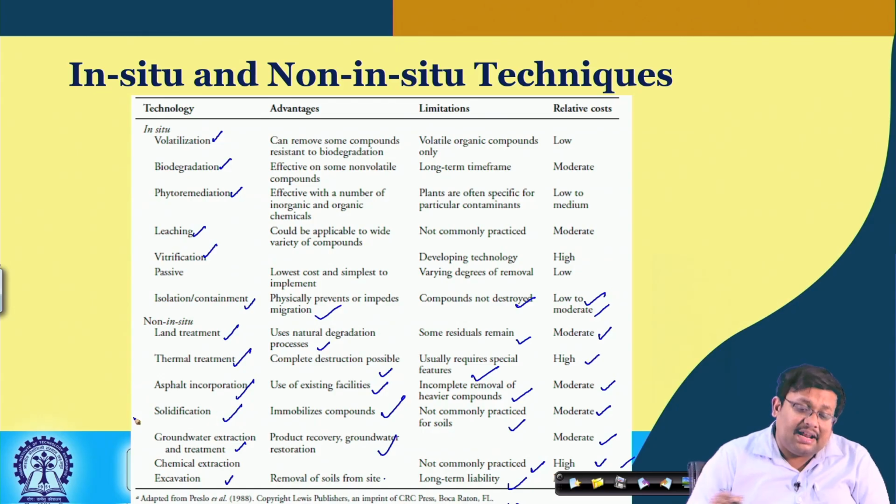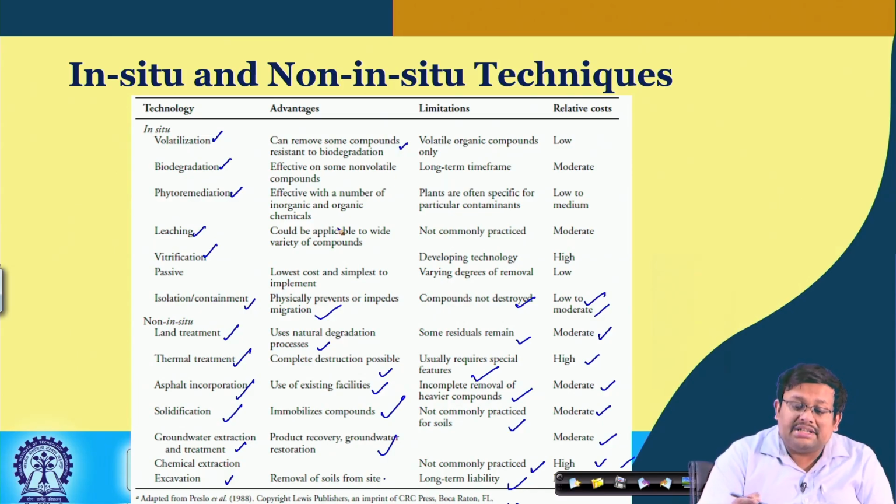So, this basically summarizes the advantages, limitations and relative costs of different in situ and ex situ processes. In case of in situ processes, we have discussed them, but let us discuss again. In case of volatilization, it can remove some compounds which are resistant to bioremediation. However, it works only for volatile organic compounds; you cannot remove the non-volatile compounds. The relative cost is very low. In case of bioremediation, it is effective on some non-volatile compounds also, but it requires a long time frame and has moderate cost involvement.